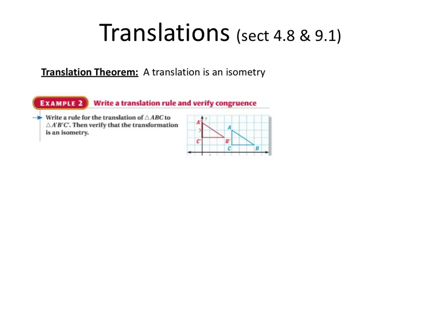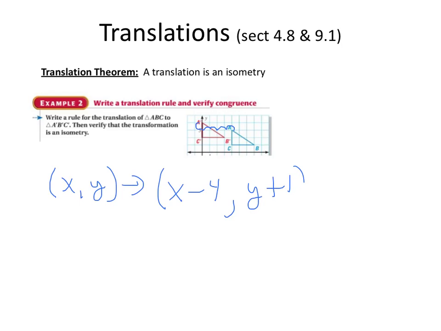So to write the rule, it is x, y, the point x, y, goes to, so I have to decide what am I doing to the x value. So I pick one of the points, A, B, or C, and I move it from A to the prime. So 1, 2, 3, 4, so I went to the left 4, and then on my y value I went up 1, so plus 1. So that would be my rule. x, y goes to x minus 4, comma, y plus 1.